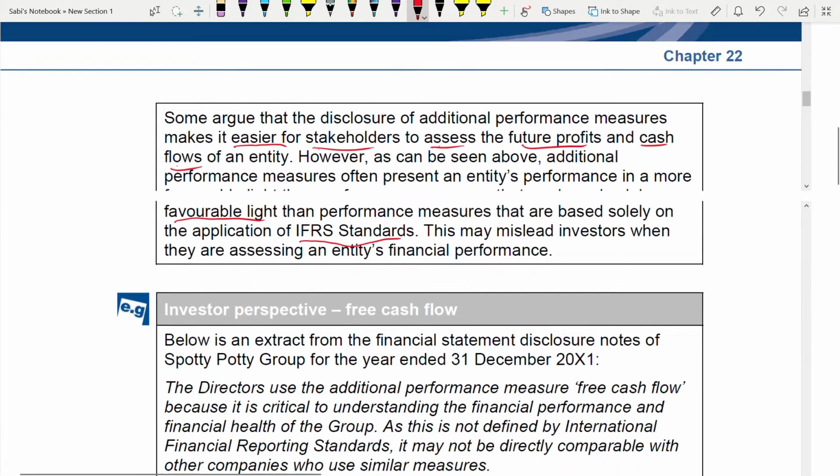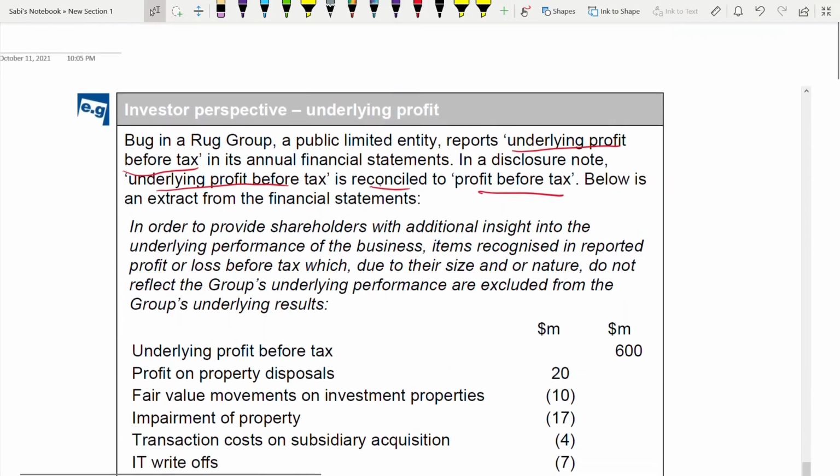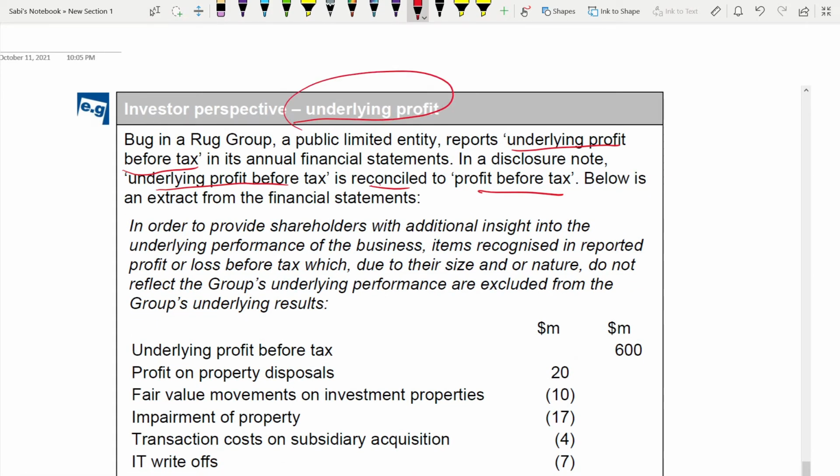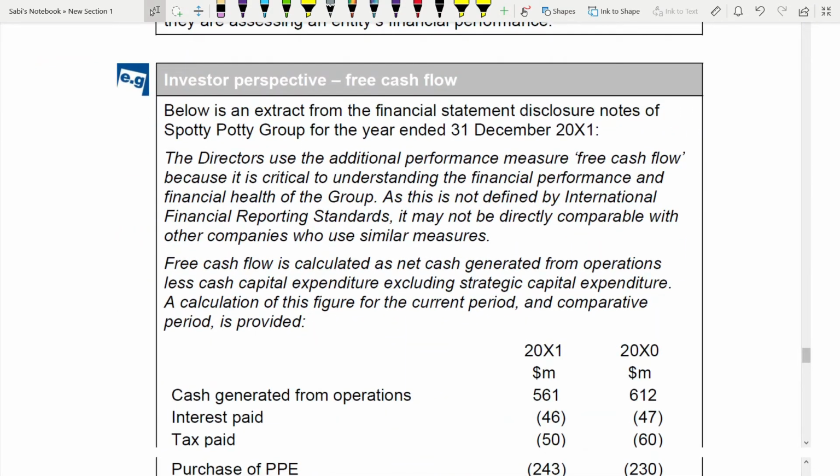Now the second example is of a free cash flow. This one was of underlying profit. Okay, from your textbook only I've taken it. Okay, it's from nowhere else. It's from your Kaplan textbook only, solely from your Kaplan textbook. Okay, and now free cash flow, this is another item that you can present under additional performance measure. Okay, so I'm not going to read blah blah blah, what does it mean, what does free cash flow mean, all those things are not needed. Okay, directly I will just go to the number.